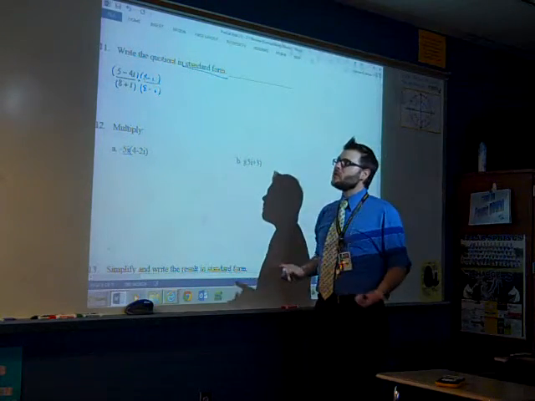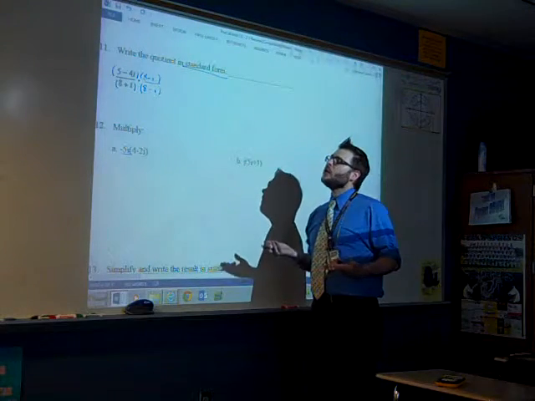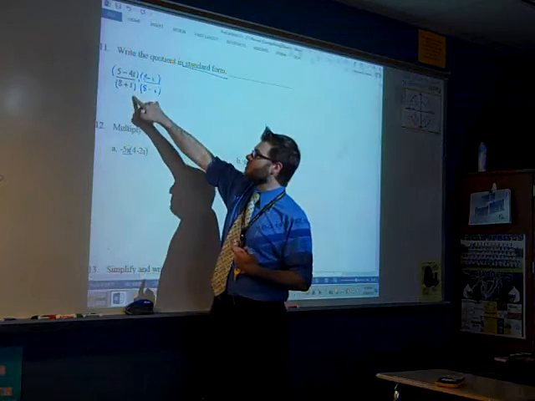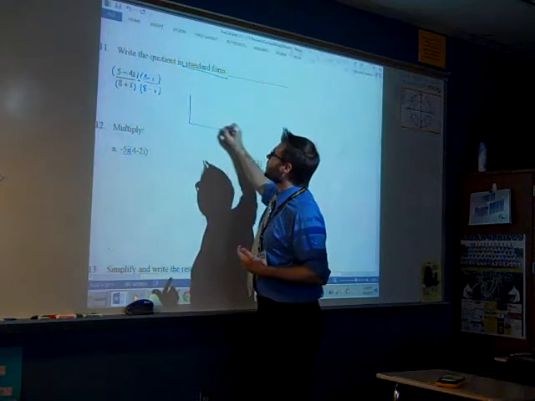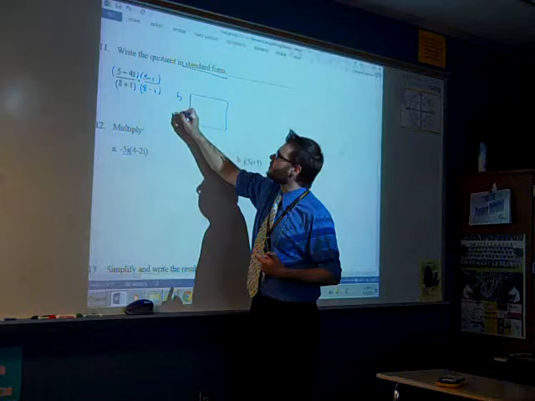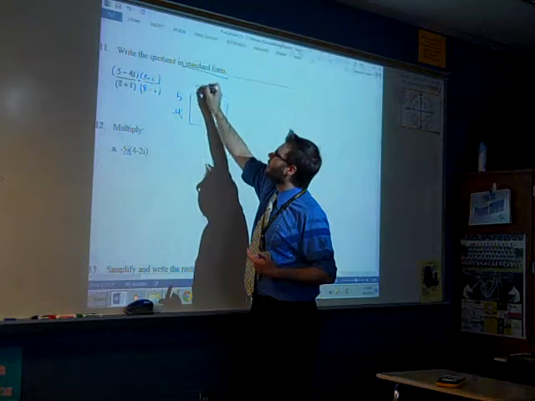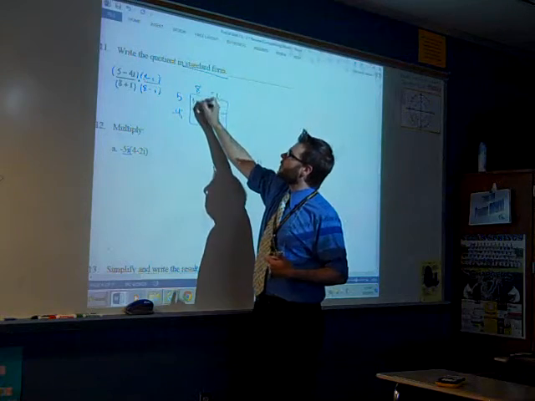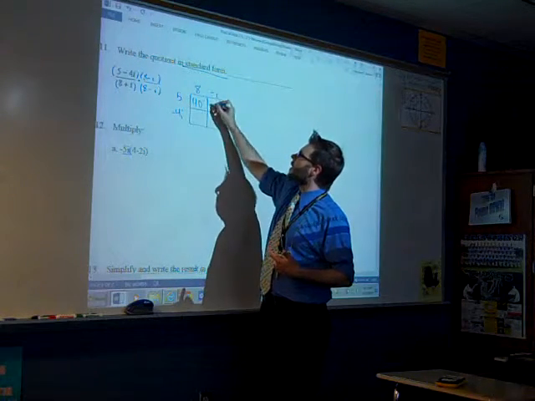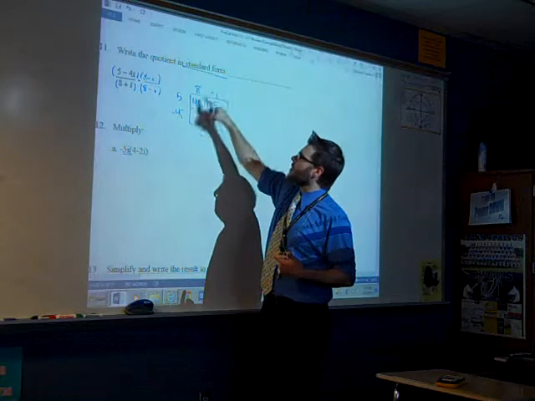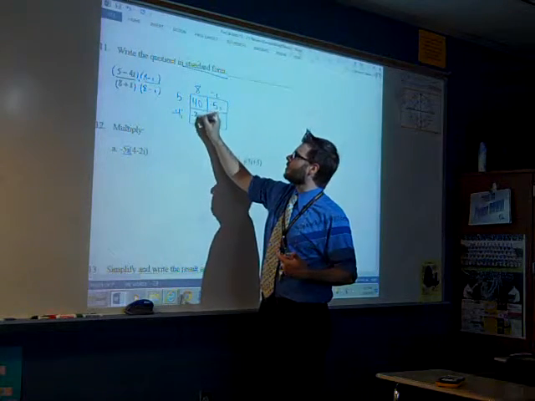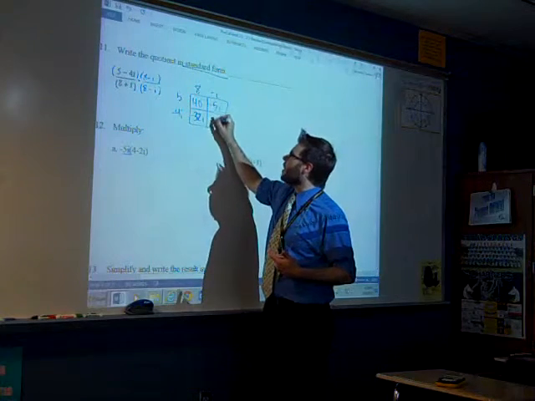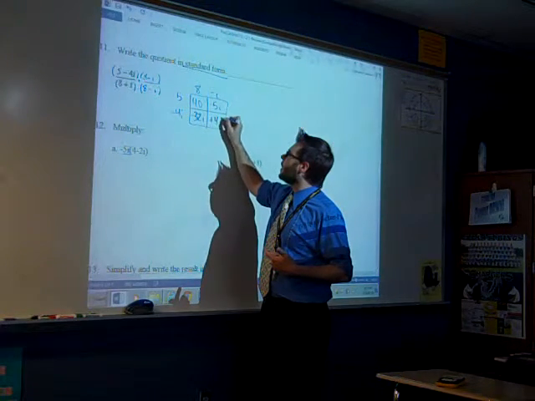Okay, and then you could do box method twice, or you can do just FOIL, whatever you like. I did FOIL on the last one, so I'm going to go ahead and do box method for these. I would say 5 minus 4i, 8 minus i. 5 times 8, 5 times negative i, 8 times negative 4i, and negative i times negative 4i, positive 4i squared.